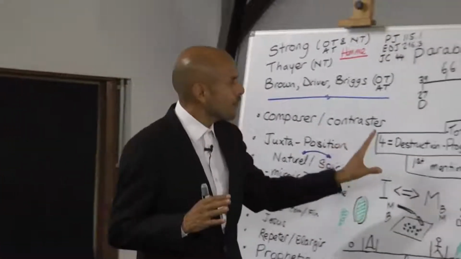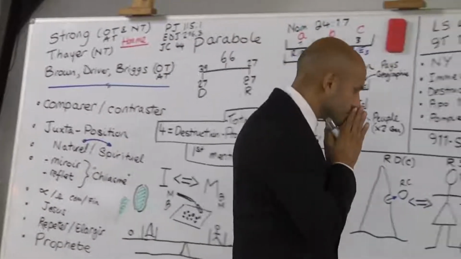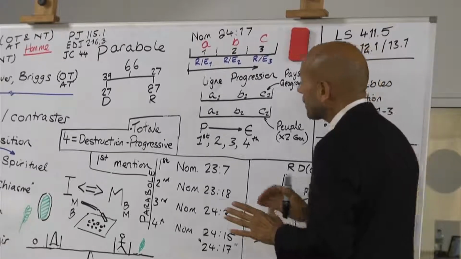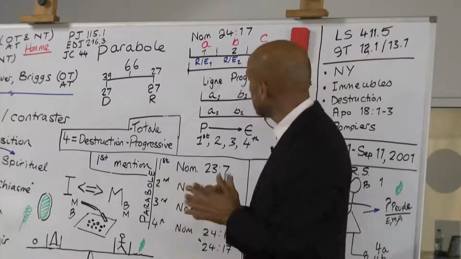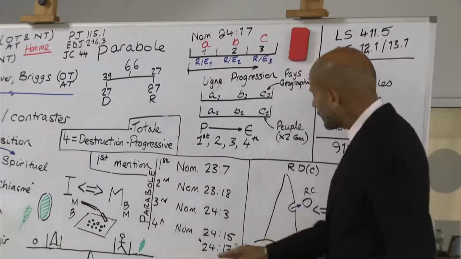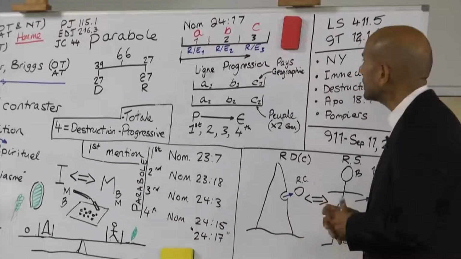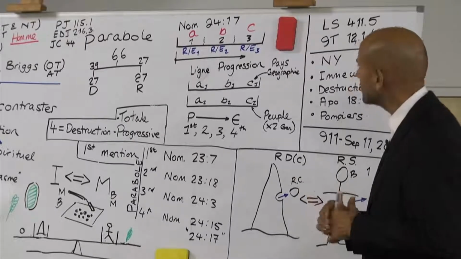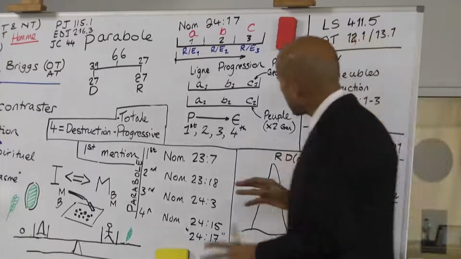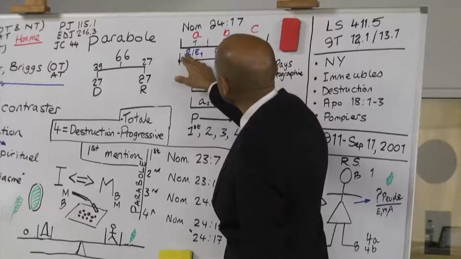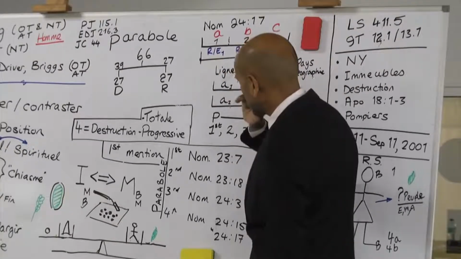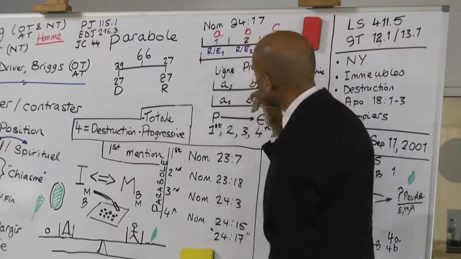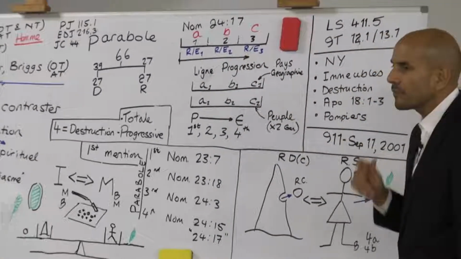When we use the rule of first mention, we need to make sure we stay in the same language. When we look at 24:17, it's a really nice verse that teaches us how repeat and enlarge works, because it works 3 times in one verse.